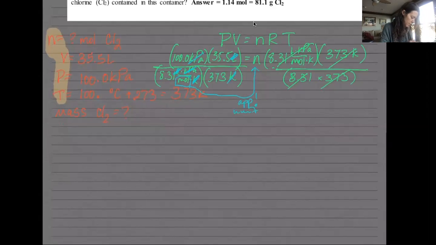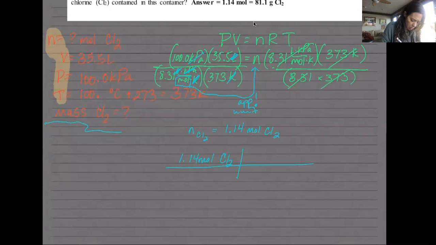Okay, so let's do the math. 100 times 35.5, divided by parentheses 8.31 times 373, close parentheses. That gives me the number of moles of Cl2 equal to 1.14. However, it also asks for the mass of Cl2. So I will say 1.14 moles of Cl2.